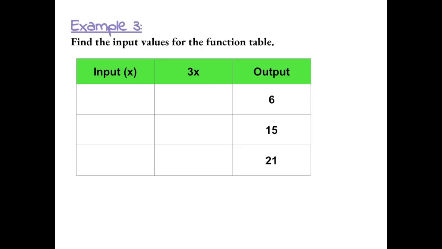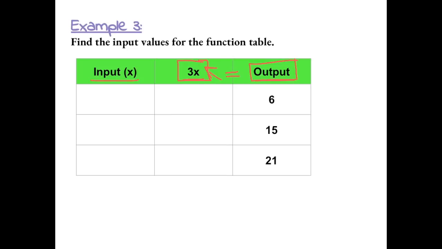Example 3. Find the input values for the function table. So for this example, we're given the output values and the function rule, and we want to find our input values. So I know that our first output is 6, and we did 3 times some number to get to 6. So we can set up the function rule and set it equal to each output and solve using inverse operations to find our input.